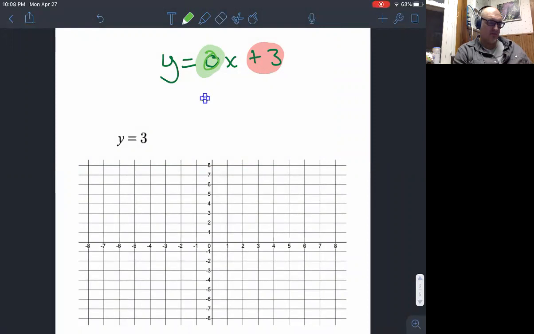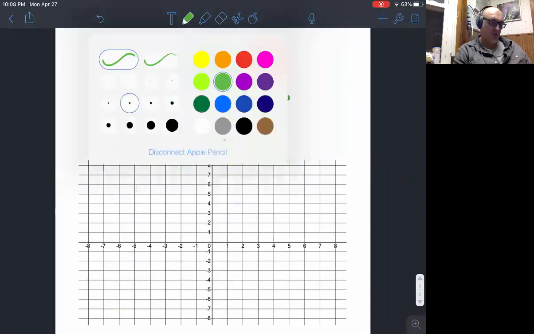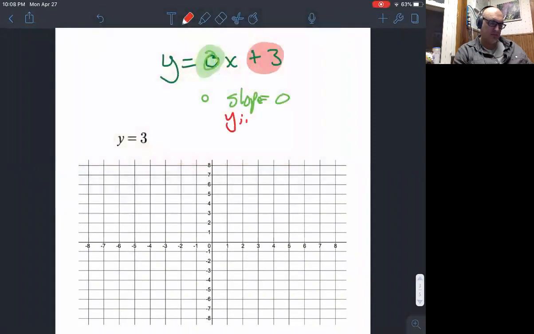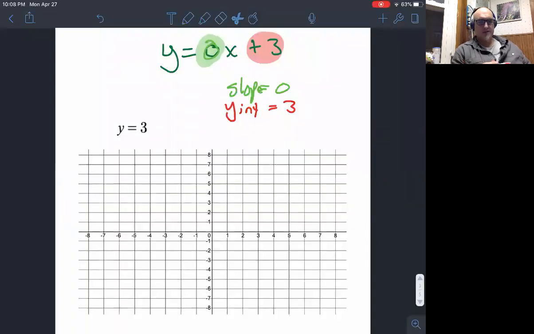Slope 0, and the y-intercept is 3. Well, let's think about what that could possibly mean. Just like before, we're going to begin with the y-intercept. So we're going to begin at 3 on the y-axis.